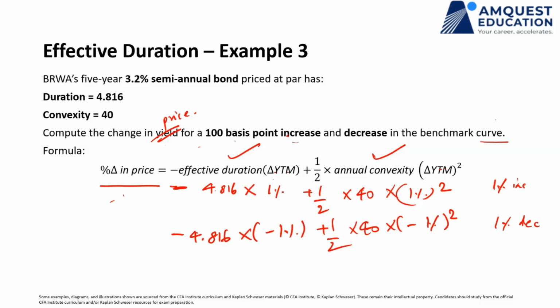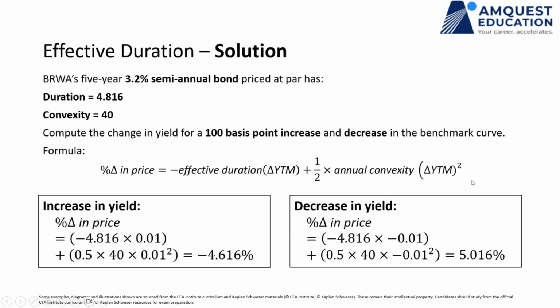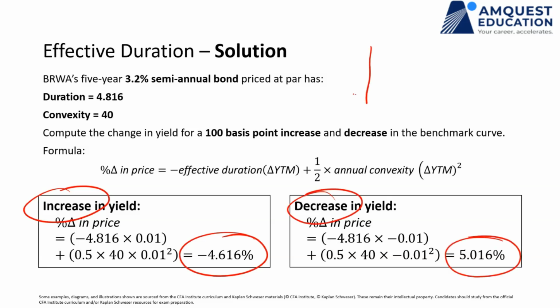You can use both convexity and duration. There you go. Look at this. Increase in yield, decrease in price. Decrease in yield, increase in price. Which is what we were always trying to tell, that the graph is inversely related. Price is inversely related to yield. So if yields increase, price decreases, and so on.